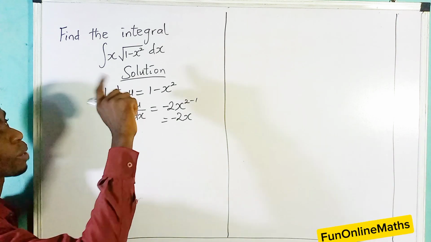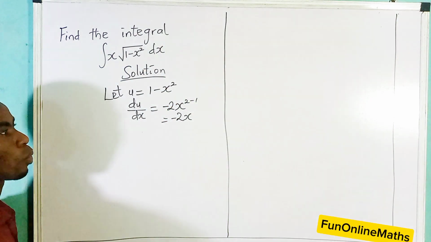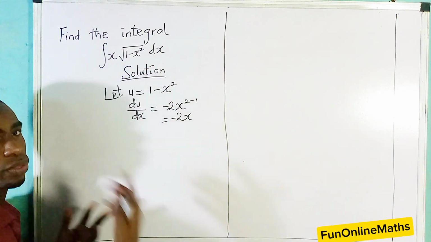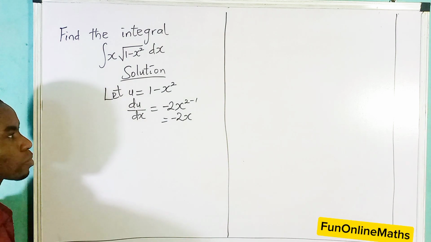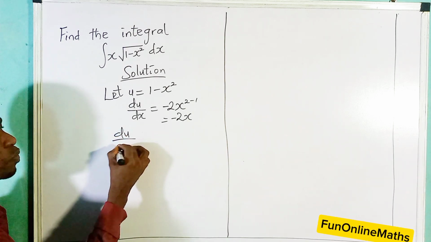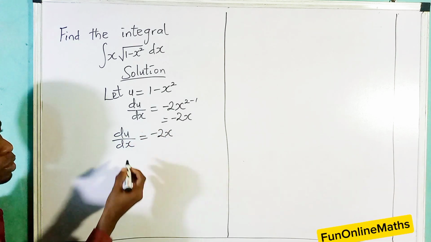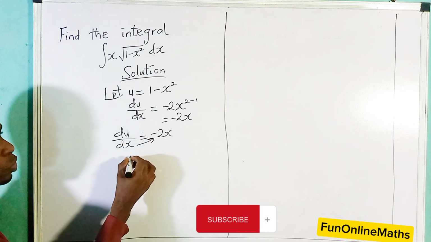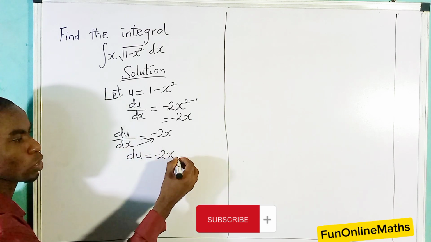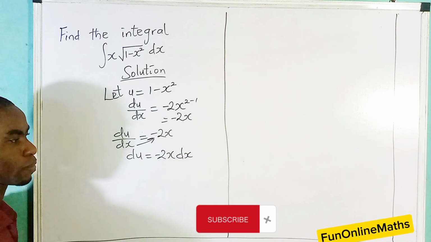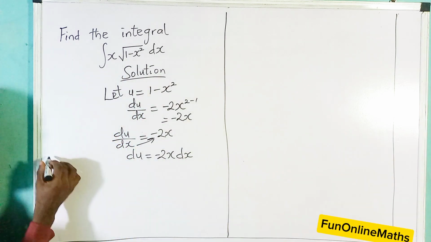From our question, we had this integral with dx. So now, since we are replacing 1 minus x squared with u, we also want to replace anything that contains x. Now we have du over dx equals minus 2x. If we cross multiply dx, we'll be having du is equal to minus 2x times dx, which is minus 2x dx.